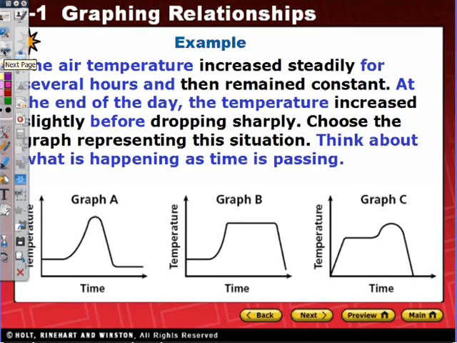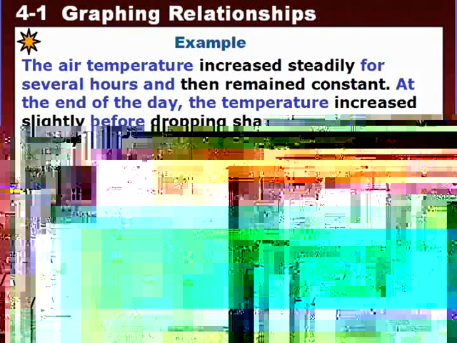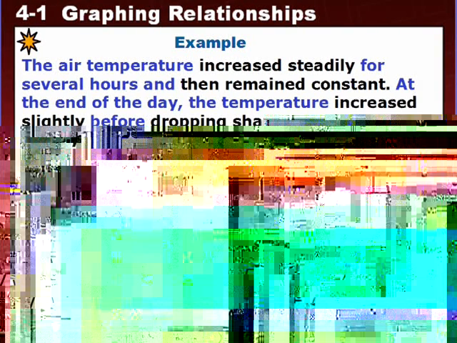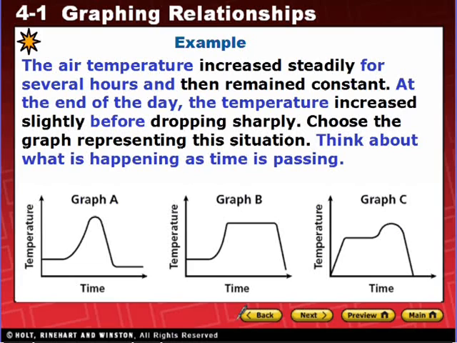So go ahead and read through this description with me, and then you're going to pick out the graph that you think matches the little story. The air temperature increased steadily for several hours and then remained constant. At the end of the day, the temperature increased slightly before dropping sharply. Choose the graph representing the situation. And all of these show time versus temperature. So think about which one you would choose.